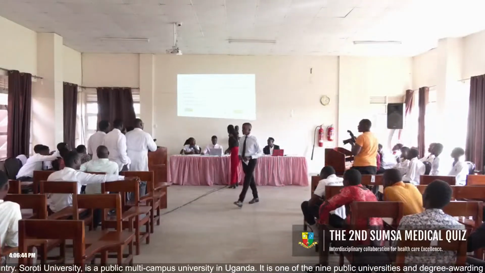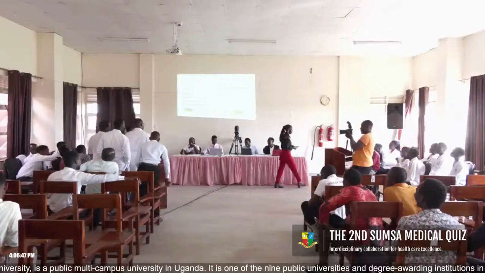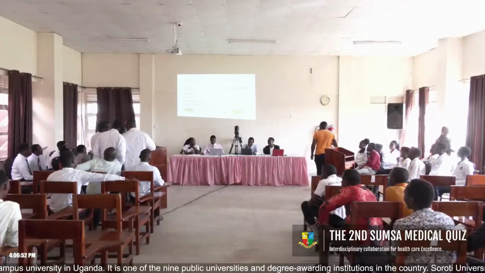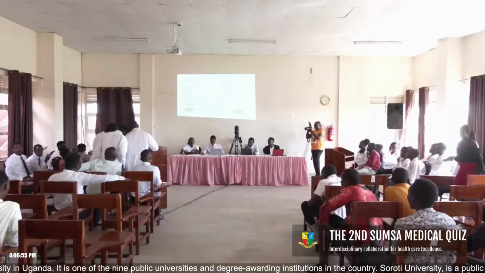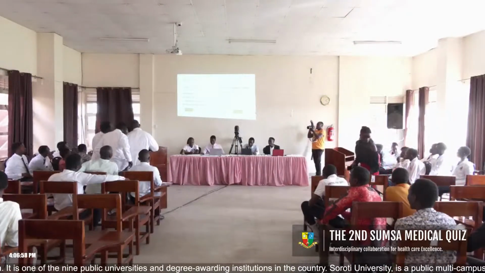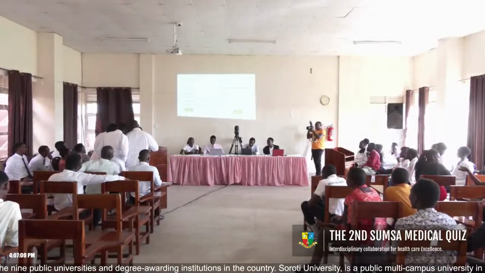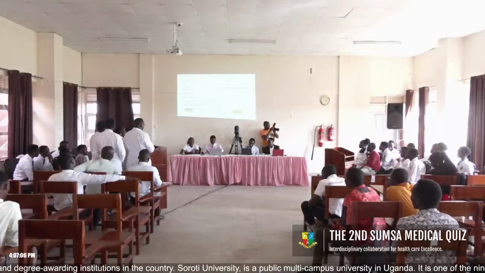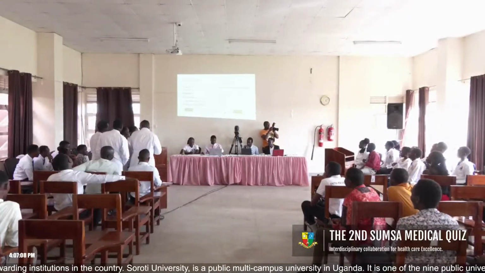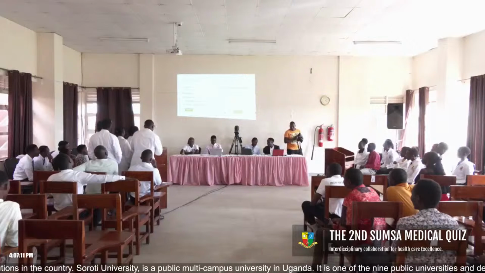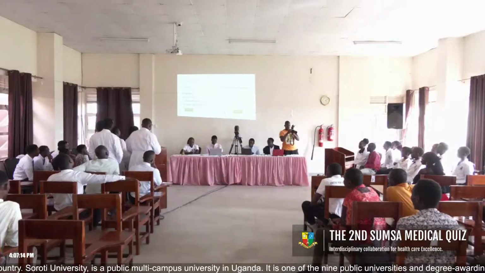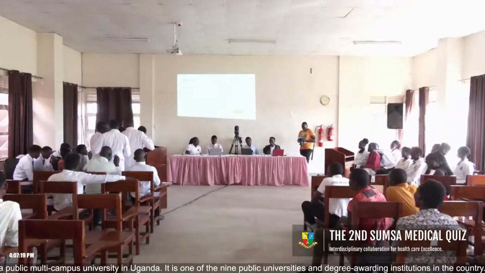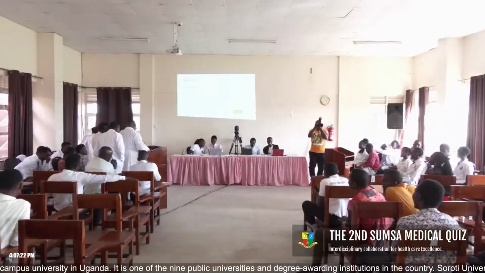You can answer. Okay, let me read it. A patient with hypokalemia is found to have metabolic alkalosis. Which of the following is the most likely cause? A. Diarrhea. B. Renal tubular acidosis. C. Hyperaldosteronism. D. Chronic kidney disease. Let us go A. That's wrong. Well done.